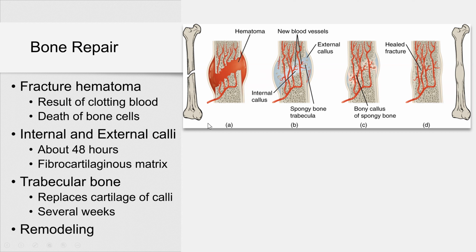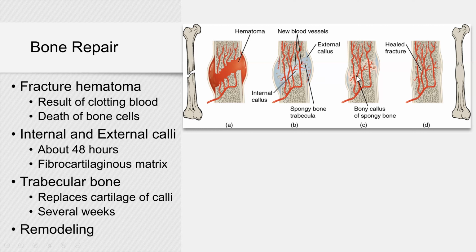Within about 48 hours, we already have formation of calli. So we have internal callus and external callus. Because we have this periosteum, and periosteum has osteoprogenitor cells, we have cells that have the ability to differentiate and divide. So some cells will differentiate into chondrocytes, and the chondrocytes will produce cartilage. So we will heal by formation of cartilage first, and it will be a fibrocartilaginous callus. So we'll have collagen fibers and cartilage forming this internal and external callus.